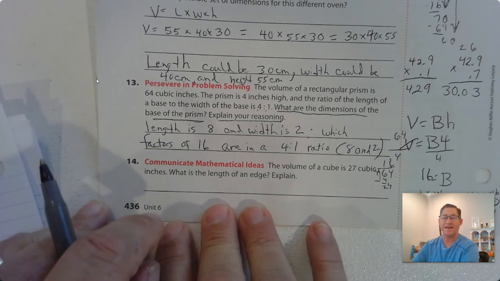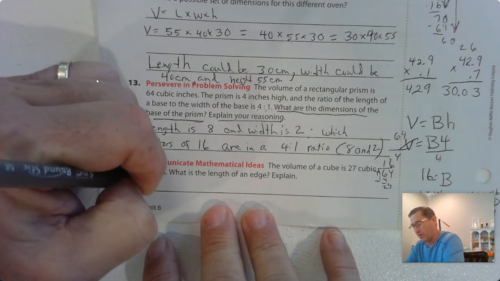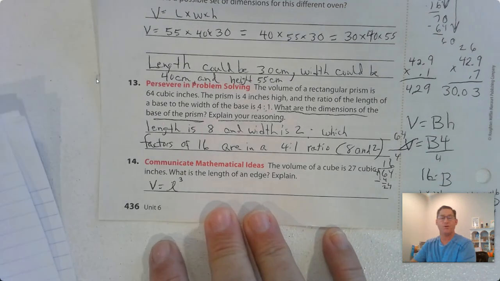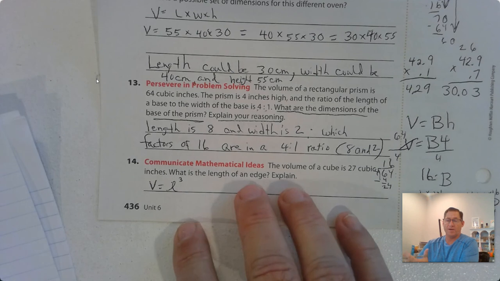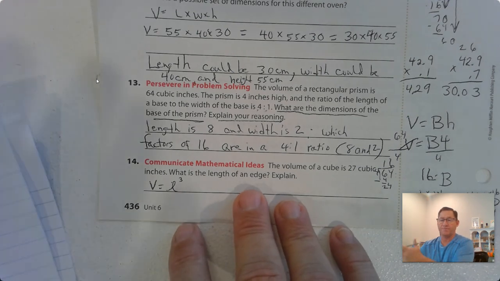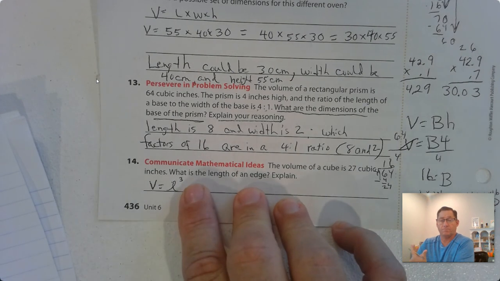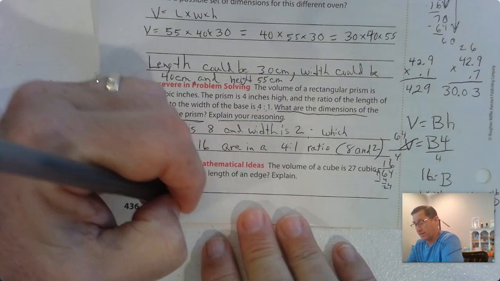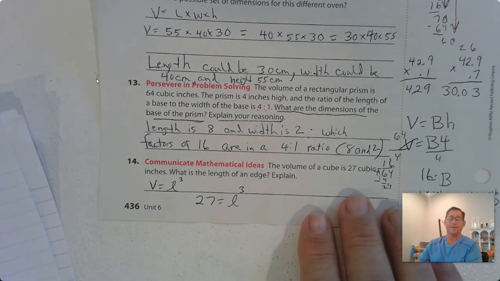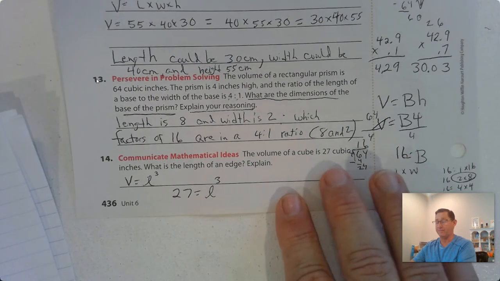What is the length of an edge? All right, so volume equals L cubed. Okay, a cube has all faces the same size, right? So if you go length times width times height, they'd all be the same measurement. So the length of a side to the third power. So 27 equals L to the third. What number times itself gives us 27?